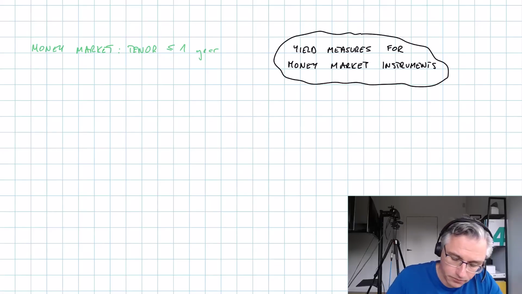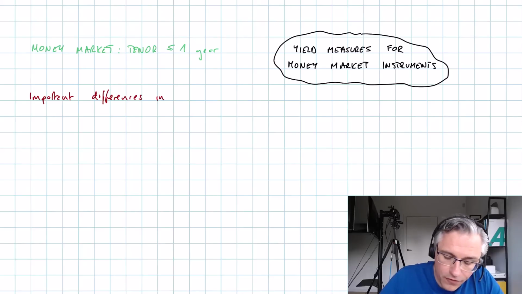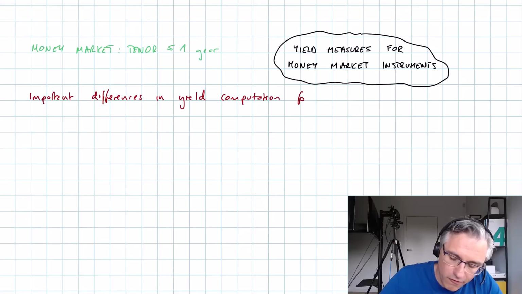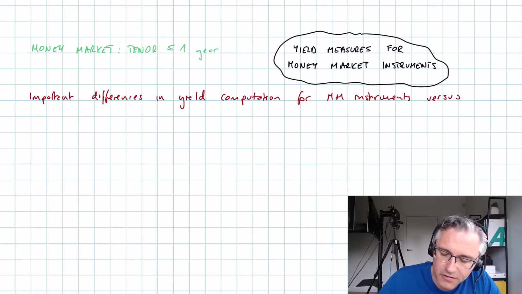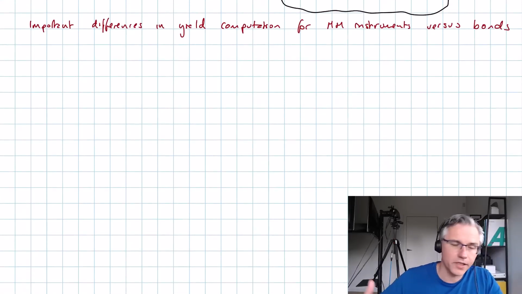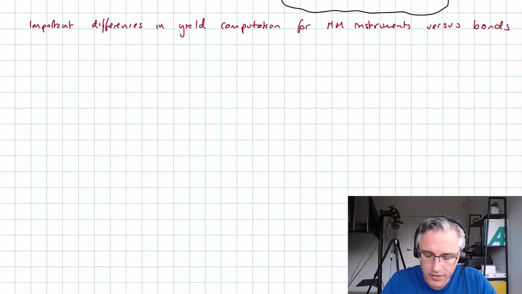Now, there are some very important differences that you need to know in how we compute yields for money market instruments (MM stands for money market instruments) versus the yield computation for bonds. All of this will become more and more understandable as we proceed through the discussion and the questions that we're going to solve together.